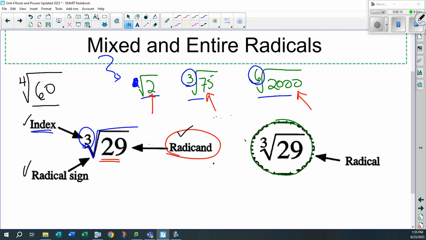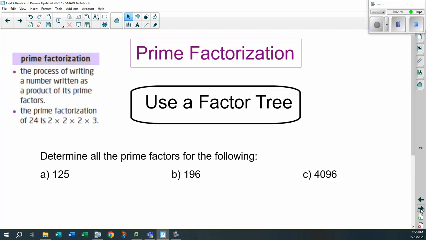Very, very important. Now, before we even go on to mixed and entire radicals, we still have some background to do. The background is prime factorization. What is prime factorization about? I don't know if you remember from grade 4 or grade 5, you used something called a factor tree, breaking a number down into prime numbers. So prime factorization, right out of the textbook, is the process of writing any number as a product of its prime factors. Remember what prime means: divisible by only 1 and itself.